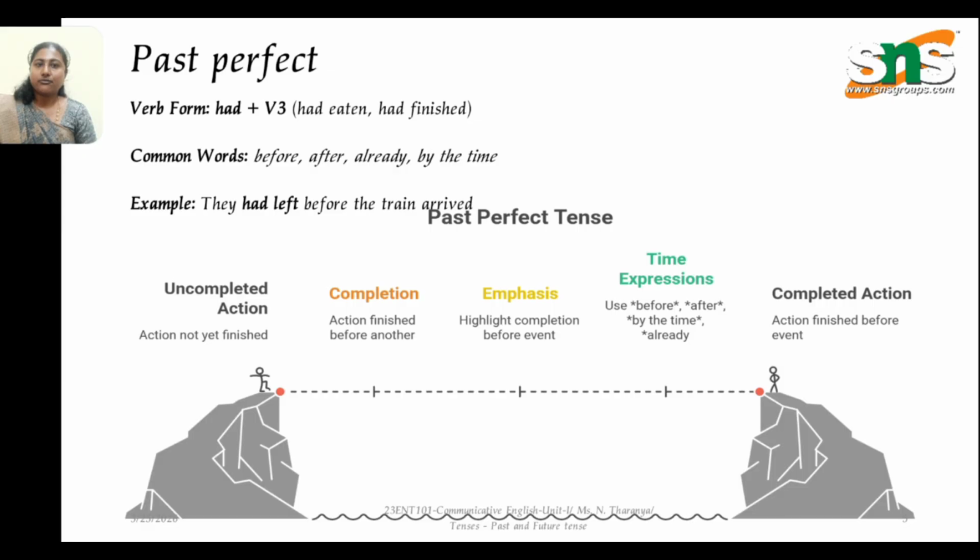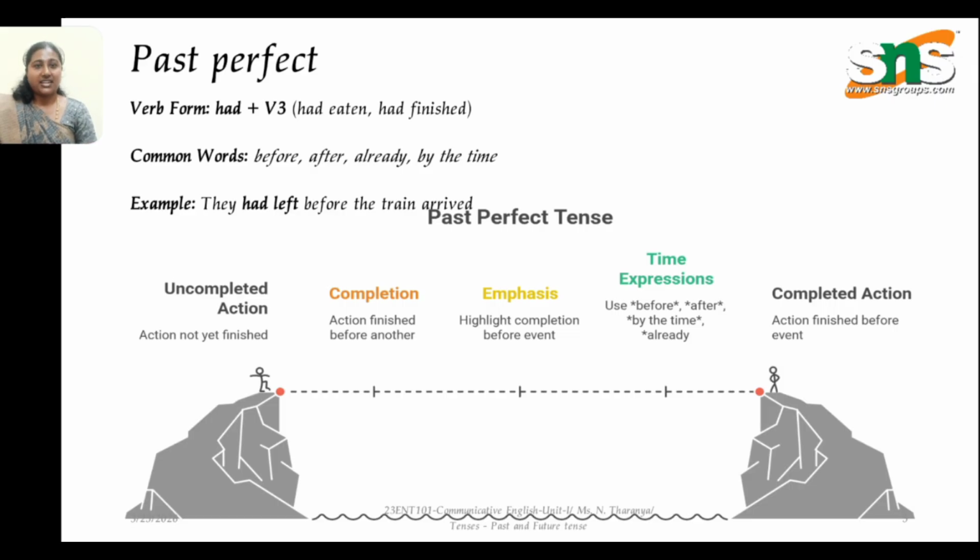These are some common words used while referring to past perfect tense. The common words are before, after, already, by the time. Example, they had left before the train arrived. Past perfect tense aspects are uncompleted action in the past. Action not yet finished but it happened in the past. Completion, action finished before another.